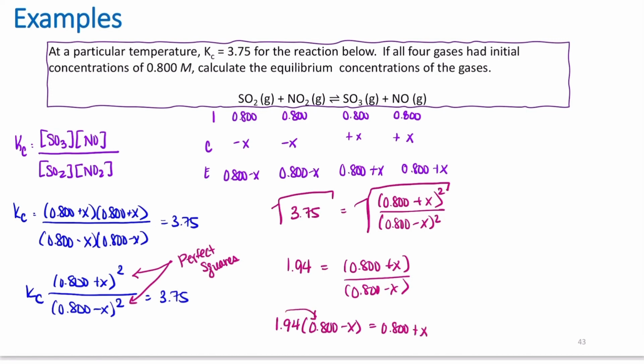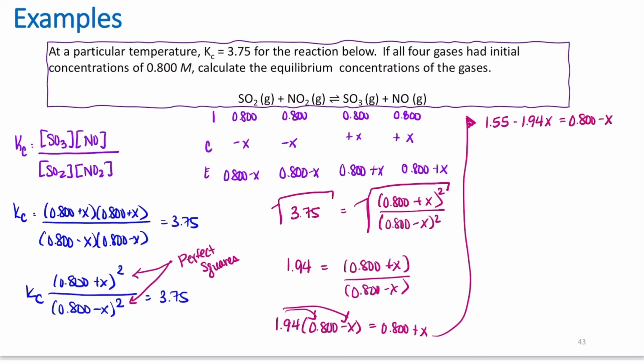Distribute this through. I'm just going to take a sec because I did write down the wrong answer before. I had 19.4 because I wrote down 375, not 3.75. So 1.94 times 0.8 gives me 1.552. 1.55 with sig figs minus 1.94x equals 0.800 plus x.